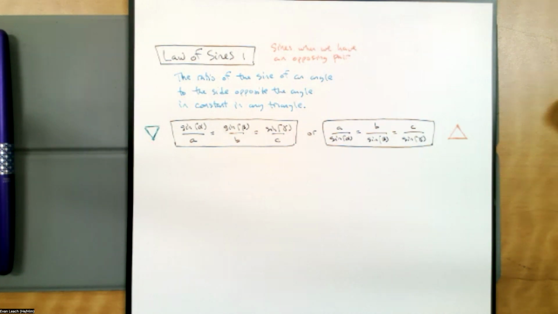So the good news is you can't mess this up. If you want to use the law of cosines, you have A, B, gamma. If you have A, B, and gamma, you know you can't do the law of sines because you don't have an opposing pair. Any questions?